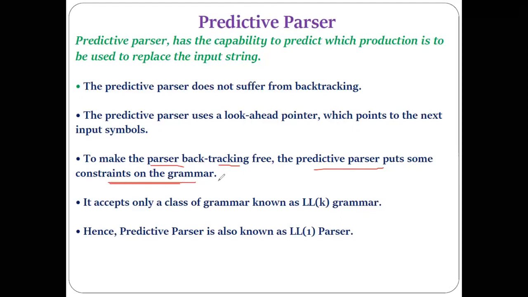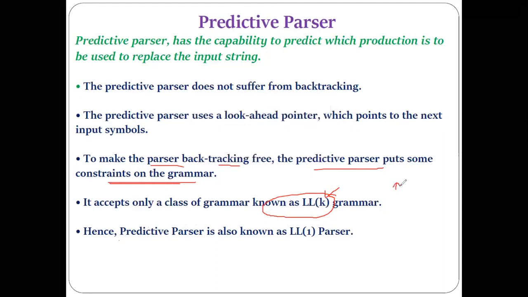There is a certain kind of grammar utilized in the case of the predictive parser. Which kind of grammar is utilized in the predictive parser? That particular grammar is referred to as an LL(k) grammar. Here, the meaning of k is how many input symbols we are going to see at a time to match with our particular production rules.